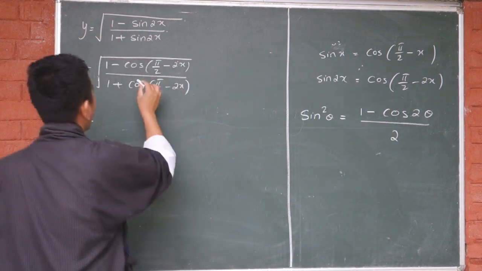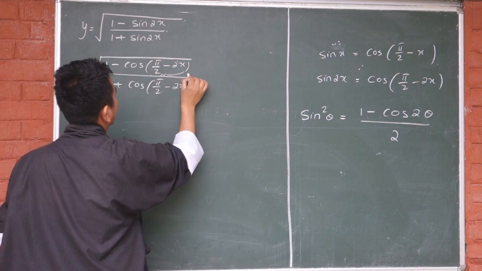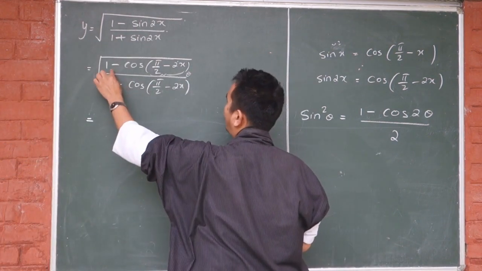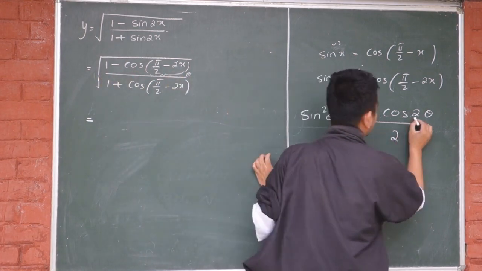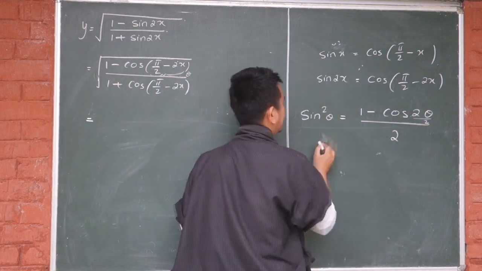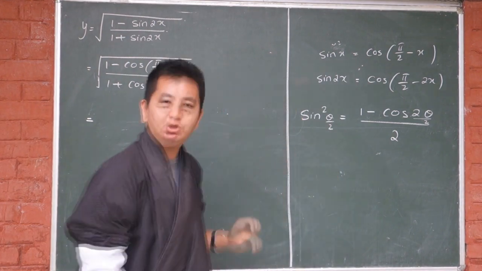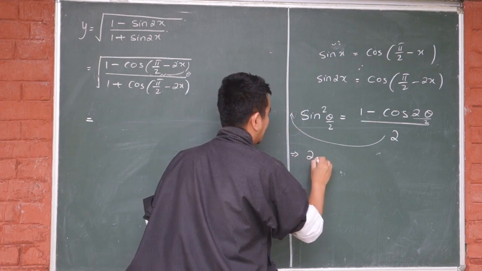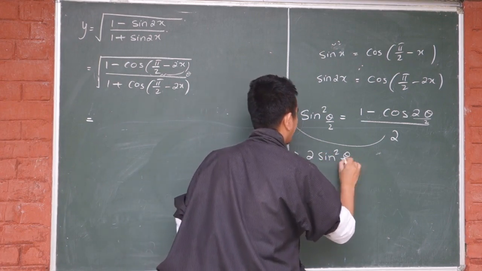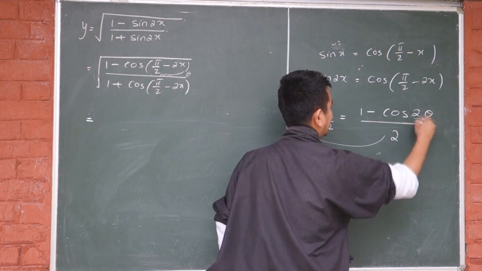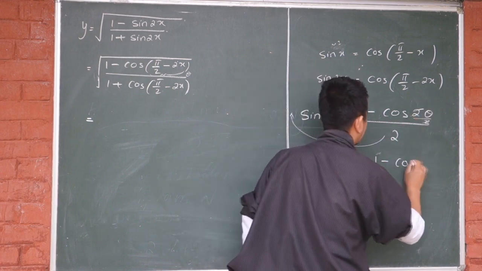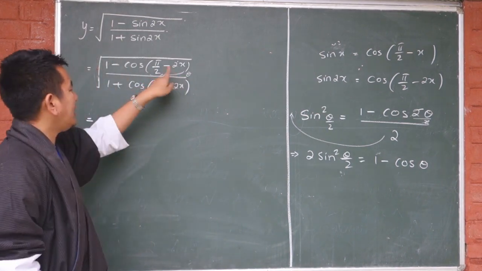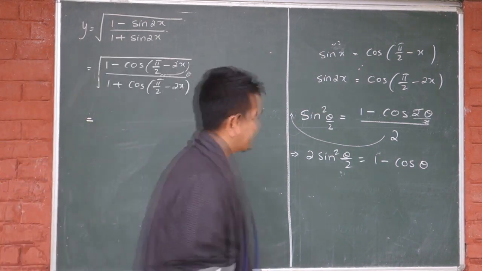Okay, so now assume this one as a theta. So what I can do here is, we have 1 minus cos theta, so therefore divide here by 2. If you divide here by 2, make sure you also divide here by 2, and then bring this 2 here, we don't need this 2. That implies 2 sin square (theta by 2) is equivalent to 1 minus cos theta, as the 2 will get cancelled. So what's the theta value here? Theta value is pi by 2 minus 2x.